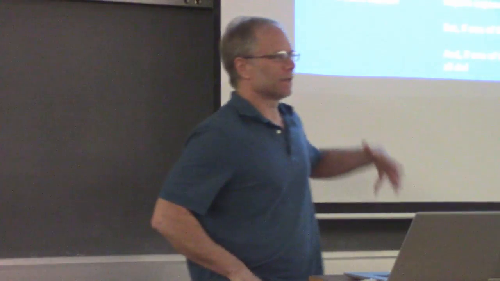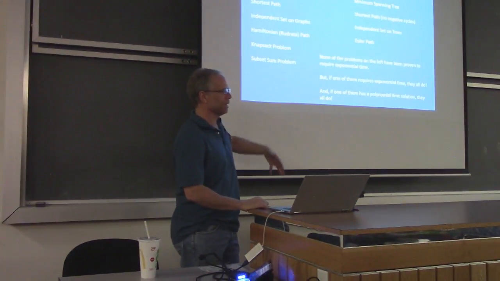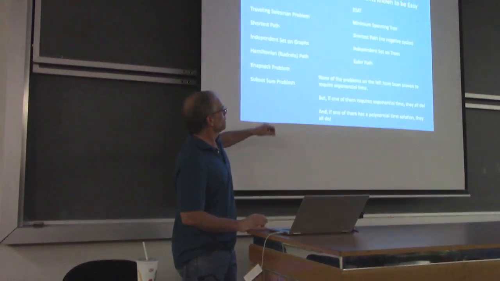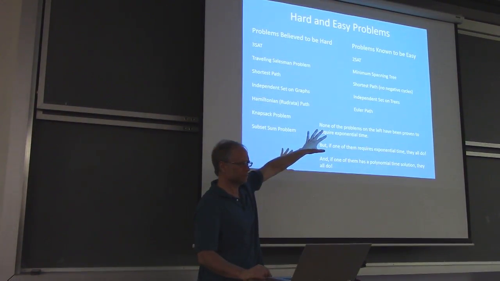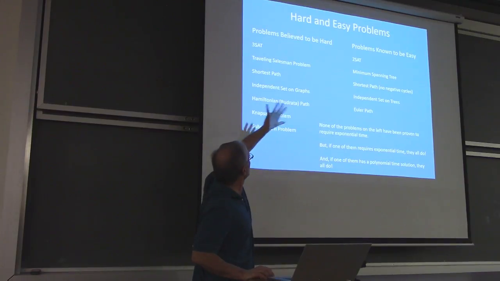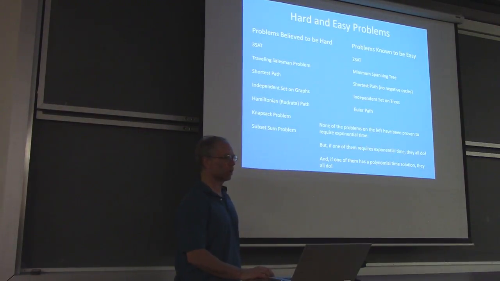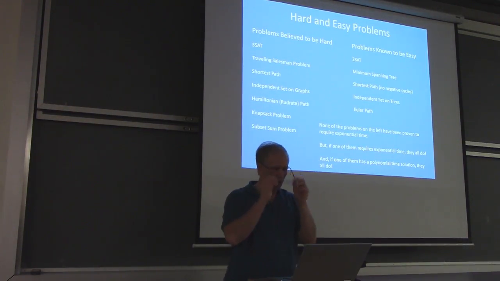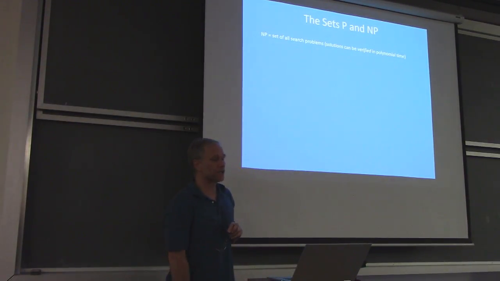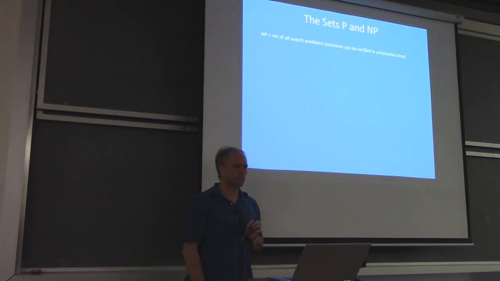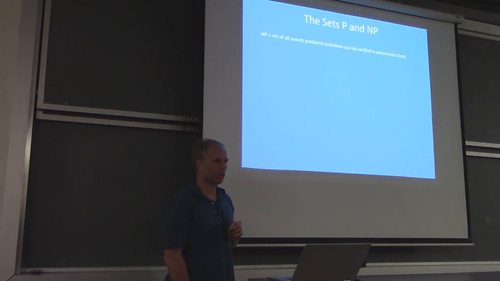I just want to make sure that you internalize this idea that we're going to be discussing the difference between problems known to be easy and problems believed to be hard. And to do that, I'm going to define two sets. First set is NP. NP stands for the set of all search problems. So that's basically the case where solutions can be verified in polynomial time.